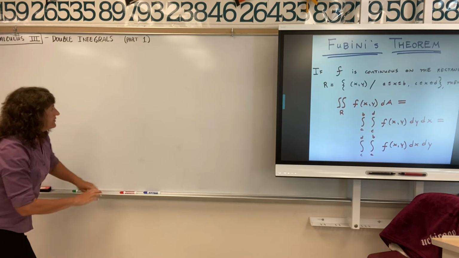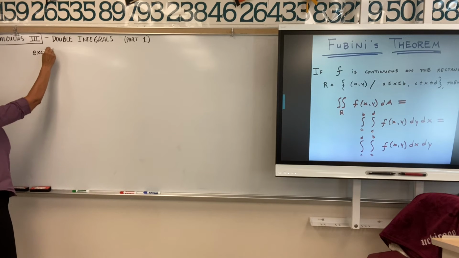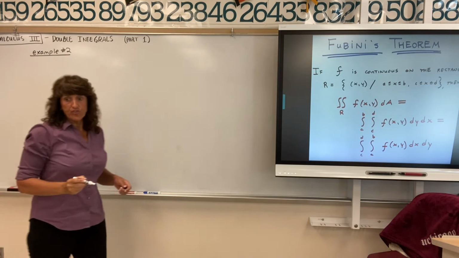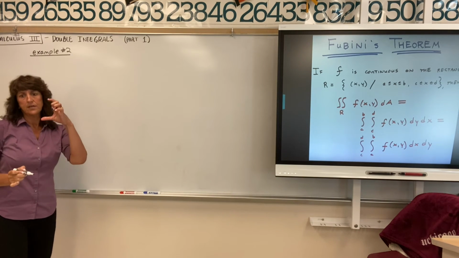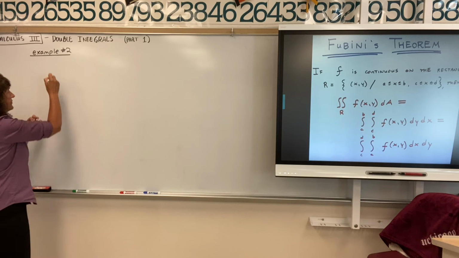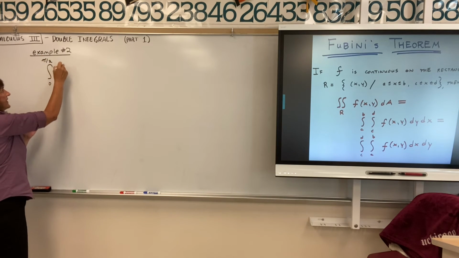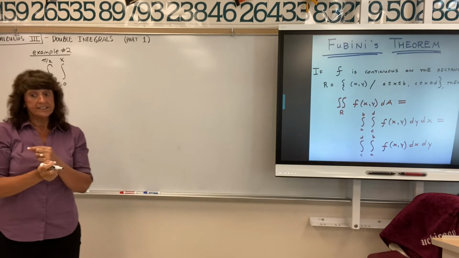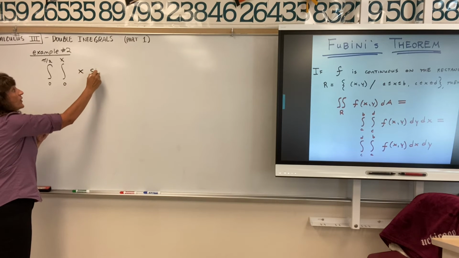Okay, so here we go with example 2. Example number 2, we're going to set up a double integral. The outer bounds will be from 0 to pi over 2. So let's go from 0 to pi over 2. And then the inner bounds are going to go from 0 to x. Okay? And let's go ahead and take x times the sine of y.